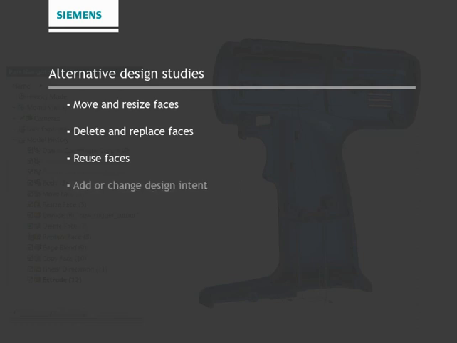To summarize, I showed ways you can use synchronous modeling commands to quickly modify a design. I moved and resized faces to accommodate a larger motor. I deleted and replaced faces to round the trigger cutout. I copied and reused faces to create a second set of support ribs. I created a linear dimension to add design intent. And I added a new feature with a standard extrude.